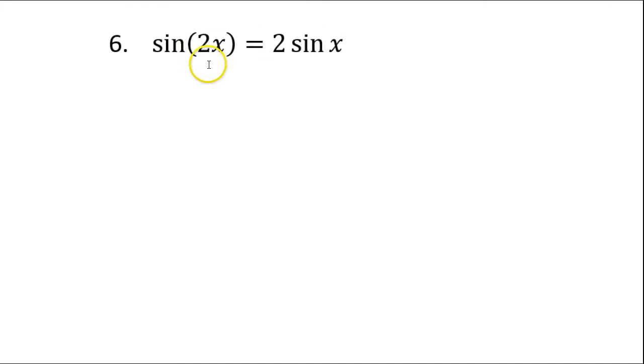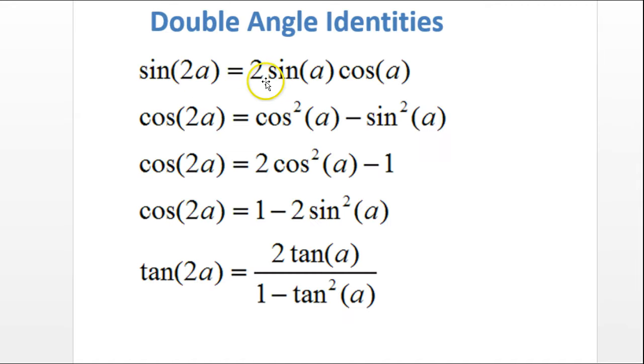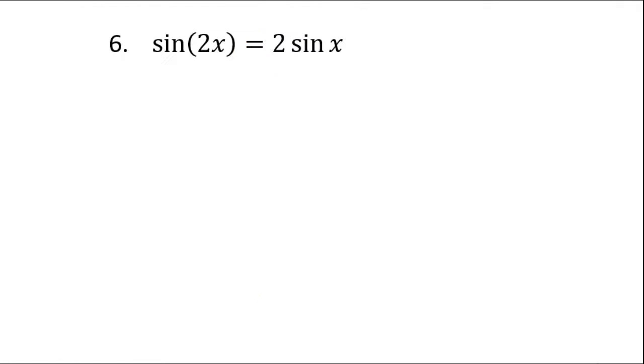What is the double angle formula for the sine function? What's sine of 2x? Sine of 2x is 2 sine x cosine x. So I'm going to make that substitution. So the left side of the equation will become 2 sine x cosine x. And the right side of the equation stays what it is.